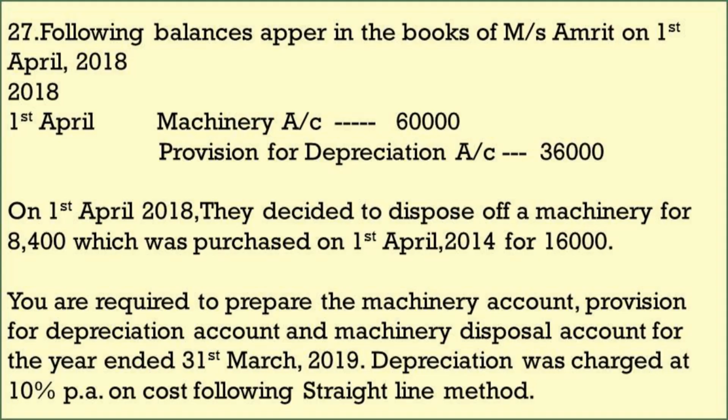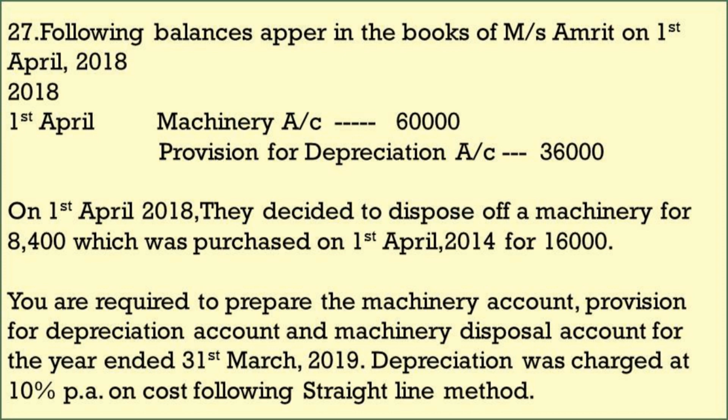Following balances appear in the books of Miss Amrit on 1st April 2018. 1st April 2018 machinery account 60,000, provision for depreciation account 36,000. On 1st April 2018 they have decided to dispose of a machine for 8,400 which was purchased on 1st April 2014 for 16,000. You are required to prepare the machinery account, provision for depreciation account and machinery disposal account for the year ended 31st March 2019. Depreciation was charged at 10% per annum on cost following the straight line method.